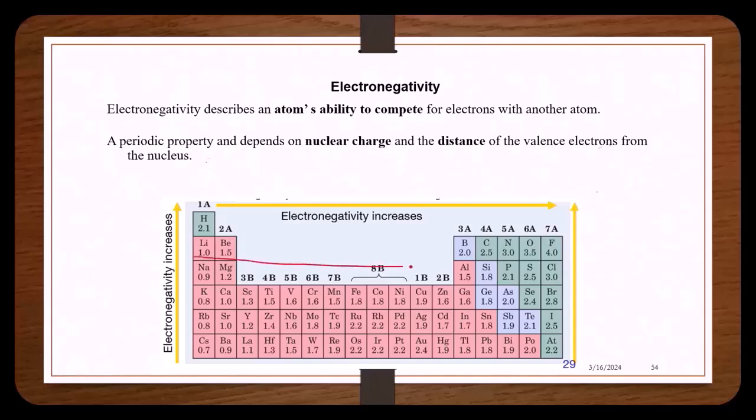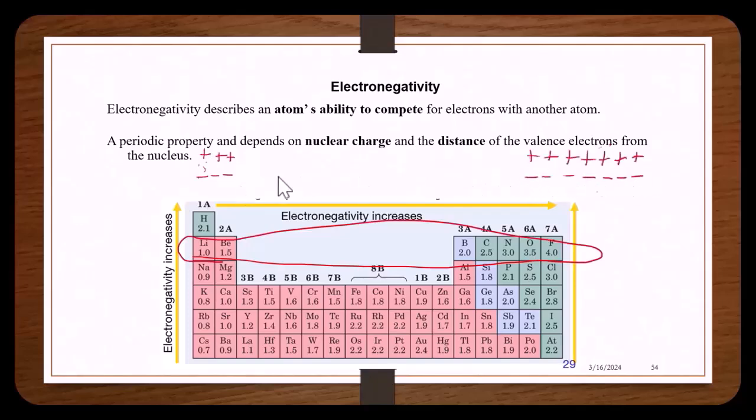increase. Moving to the second period, this becomes more obvious, where lithium would have 3 protons and 3 electrons, and fluorine would have 7 protons and 7 electrons. So fluorine would have a much greater attractive force than lithium.